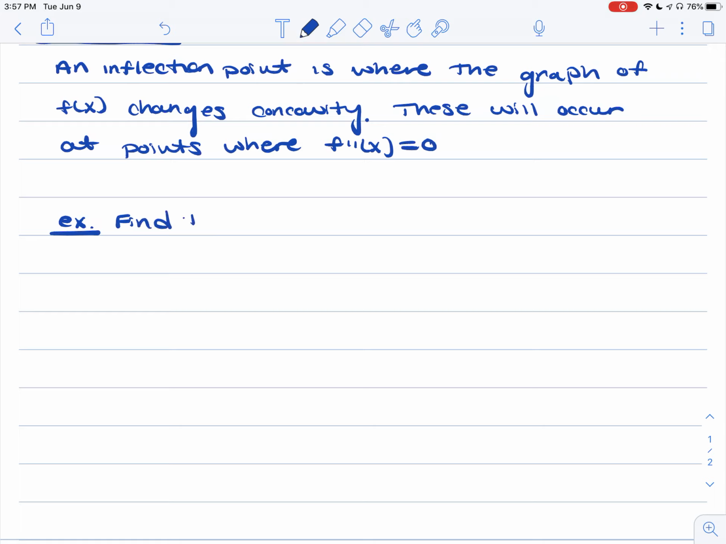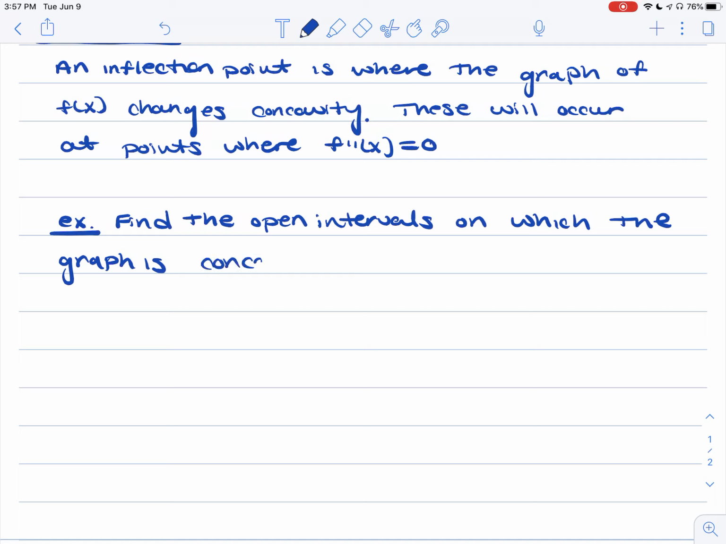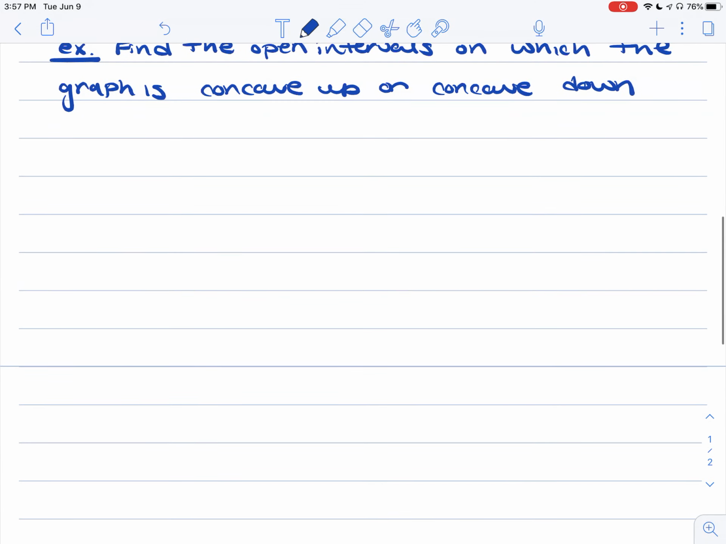All right, so let's look at a couple examples. All right, so we are going to find the open intervals on which the graph is concave up or concave down. All right, so let's start with a simple function. Say f of x is equal to x cubed.